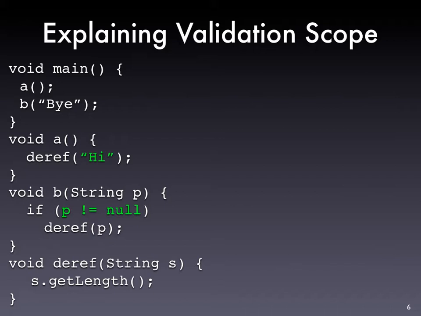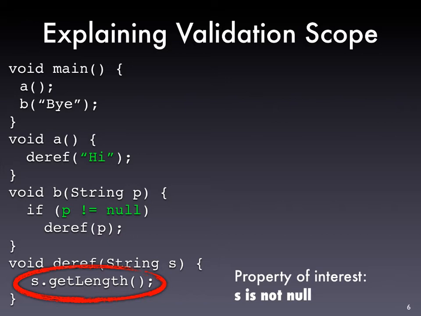Here we have a program with a main method and two methods A and B, and a deref method. The deref method takes in some parameter and dereferences it. The A method passes in a constant value to deref, and the B method takes in some parameter, checks to see if it's not null, and then passes that to deref. Let's look at what it would take in order to prove that this particular dereference is not null. That'll be our property of interest.